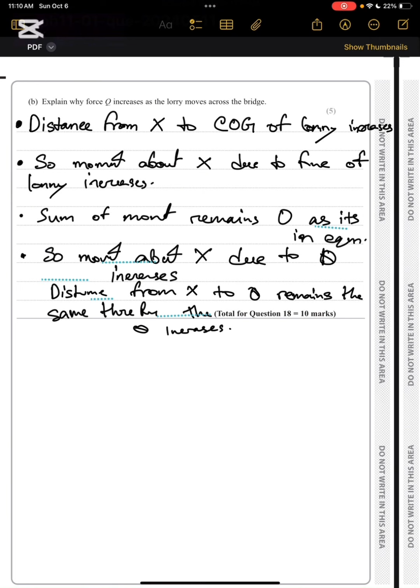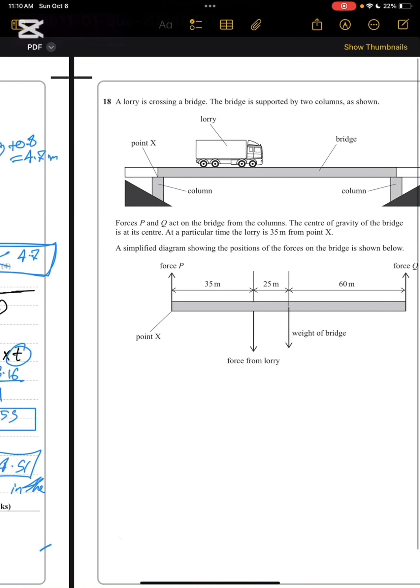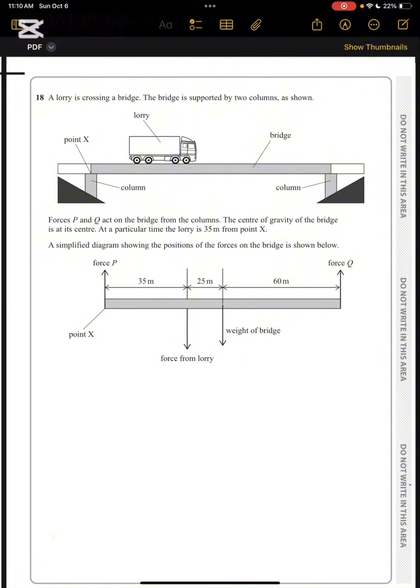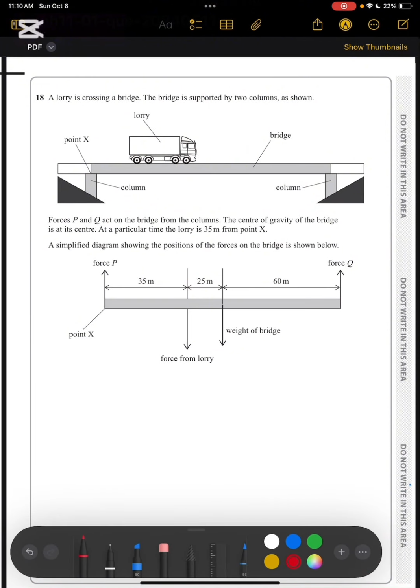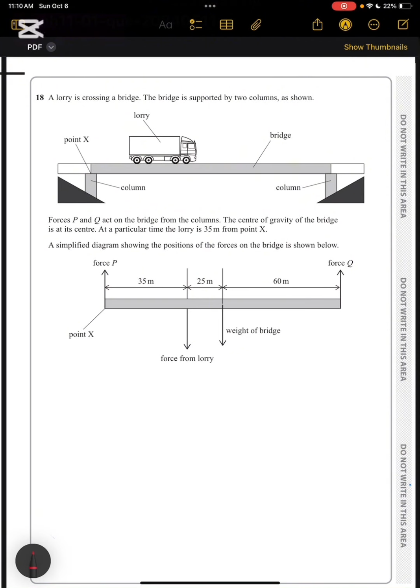If I have to repeat the thing again, this is a very difficult thing to understand, and you have to understand it by heart so that you don't get stuck in any kind of moment questions on your exam day. The lorry has moved from this position to this position. Previously it had this distance from point X, but now it has this distance from point X. The moment has increased.